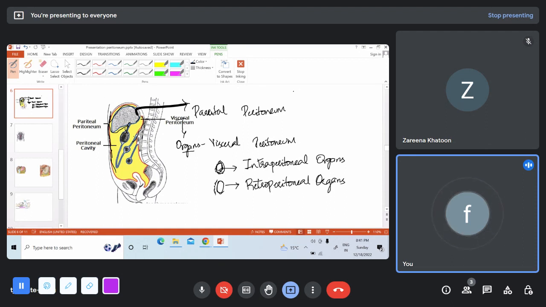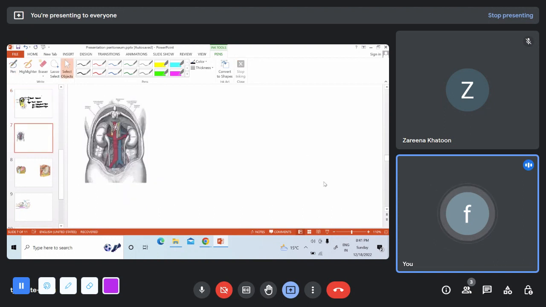ठीक है? They will ask you in the exam, for example, which among the following is a retroperitoneal organ? Which among the following is an intraperitoneal organ? Okay. So in this slide, we'll be studying about the intraperitoneal and retroperitoneal organs. ठीक है?